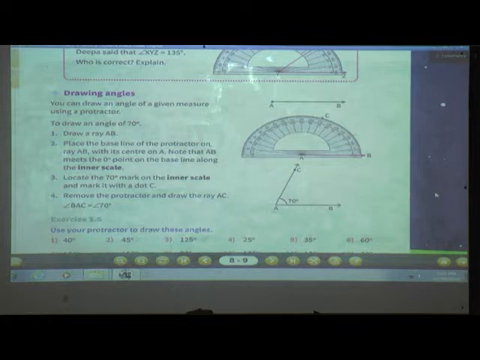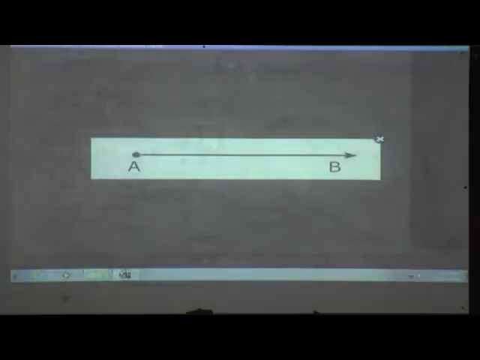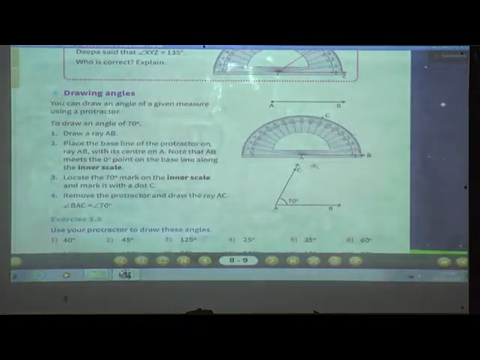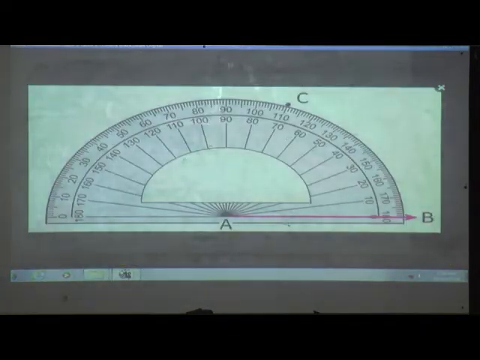First, we have to draw one ray. See, this is a ray. It has a beginning point but no end point. So, it is a ray. Now, draw ray AB with the help of a scale. Then use your protractor. See students, this is a protractor.